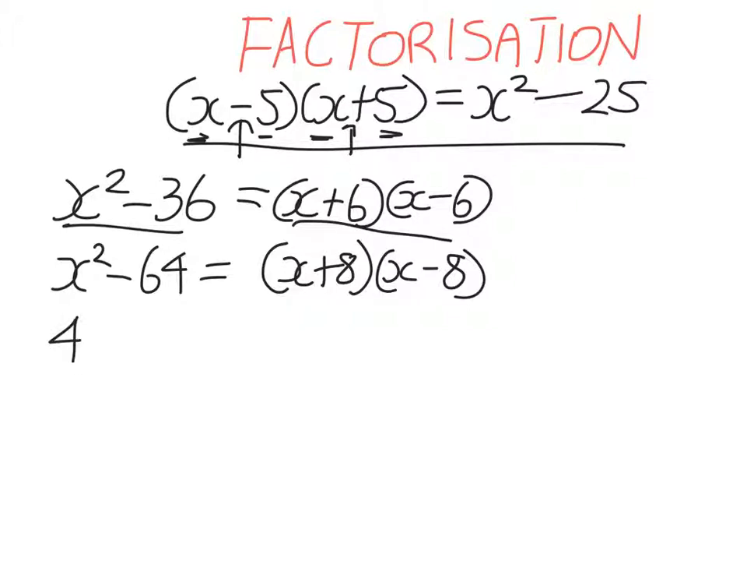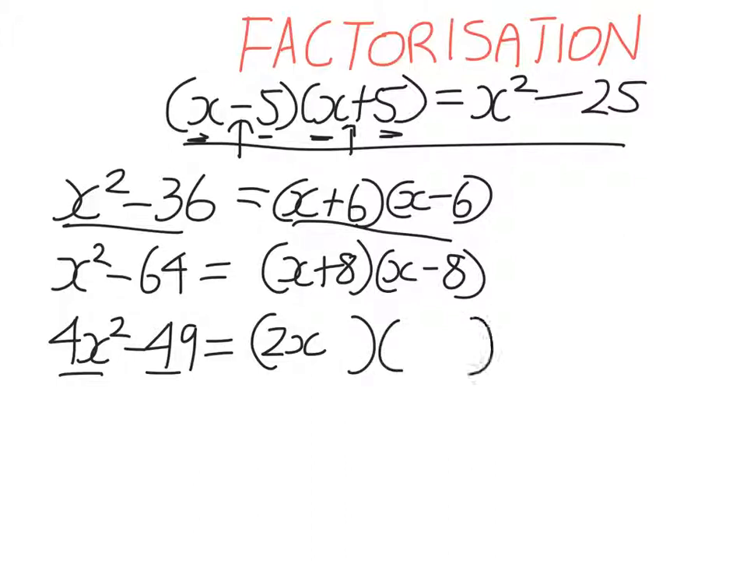Let's say I have 4x squared minus 49. So again, there's no common factor between the two terms 4x squared and negative 49, but this is the difference of two squares. So what I do is I square root the first thing. So square root of 4 is 2, square root of x squared is x. That goes in each bracket. Square root of 49 is 7, so I put that in each bracket. One is a minus, one is a plus.